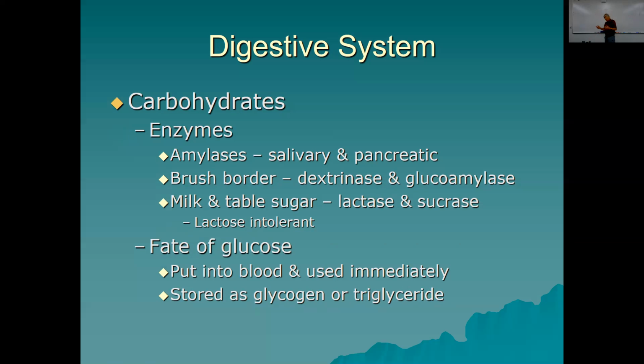What happens to glucose? It goes into your body. It's put in the blood and used immediately to feed cells, or stored as glycogen. This is our storage carbohydrate, glycogen, stored in liver and in muscle. And if you eat more sugar than you need to fill up your glycogen gas tank, which is finite, you make fat out of it. You can make fat out of sugar.